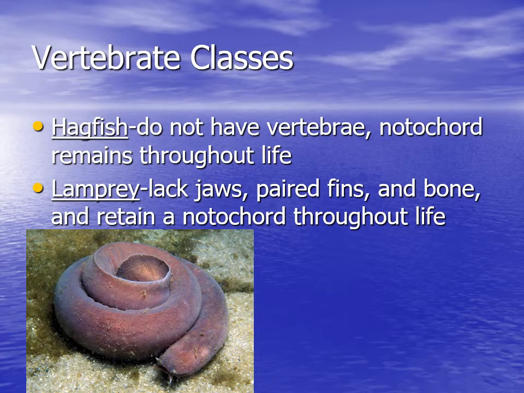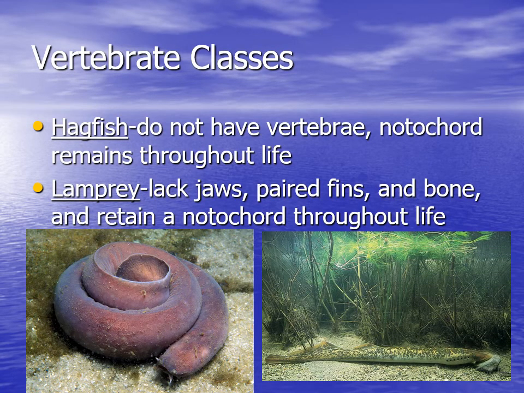Another class of vertebrates include the lamprey, which is pictured in our picture over here towards the right. The lamprey, they lack jaws. They're a type of jawless fish, so we'll be talking a lot about those a little bit later on in this chapter. They do have paired fins, so they have fins that show up in pairs. They have bone and an endoskeleton. They also keep their spinal cord throughout their life. Doesn't really develop into a full backbone.